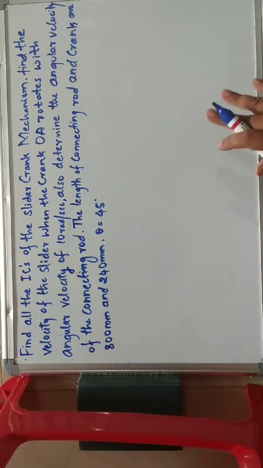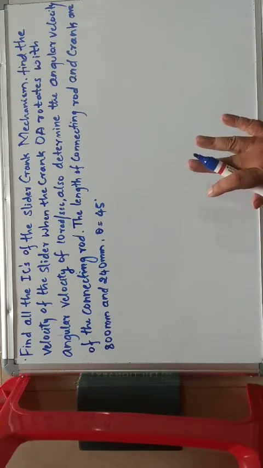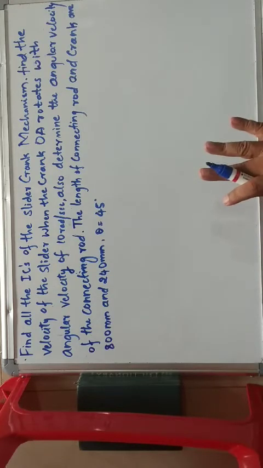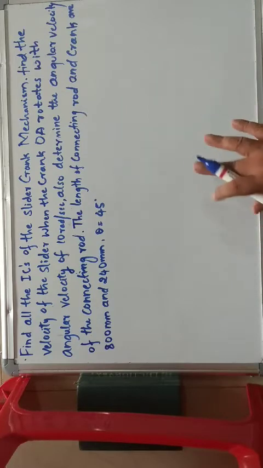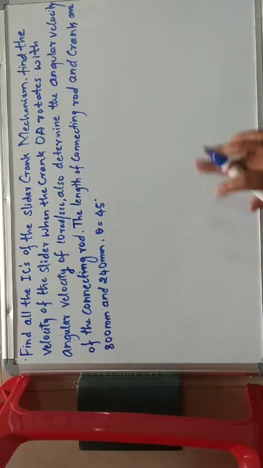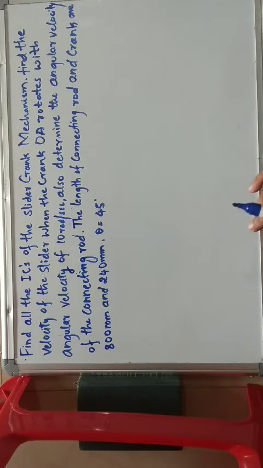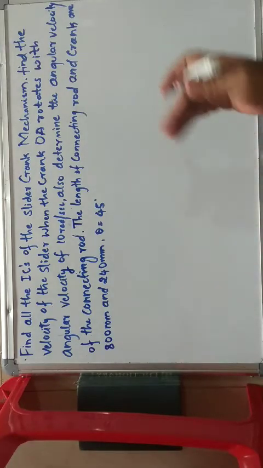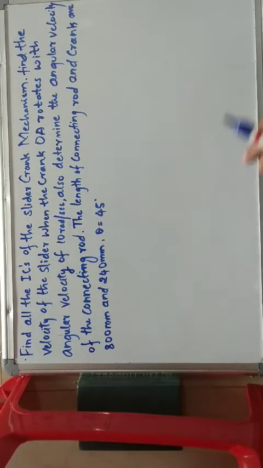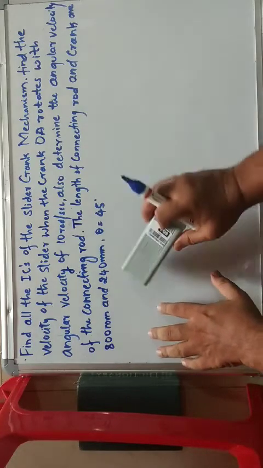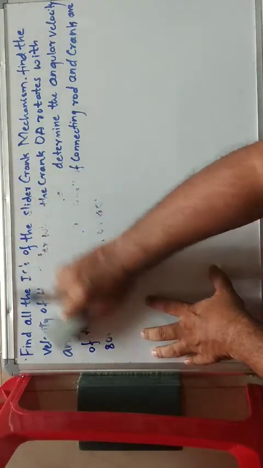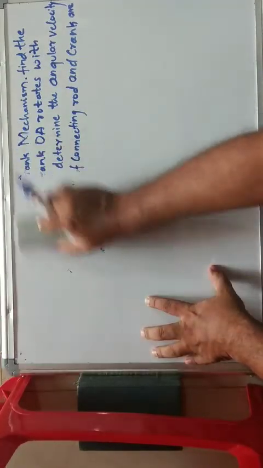So after reading this thoroughly, I will try to solve the problem. That is, number one, how to find the instantaneous centers; number two, how to find the linear velocity of the slider; and number three, how to find the angular velocity of the connecting rod, with the given data: the length of the connecting rod is 800 millimeters, the crank is 240 millimeters, and theta is the angle made by the crank, 45 degrees, with the inner dead center. Okay, I will erase this and write the given data, and I will start.